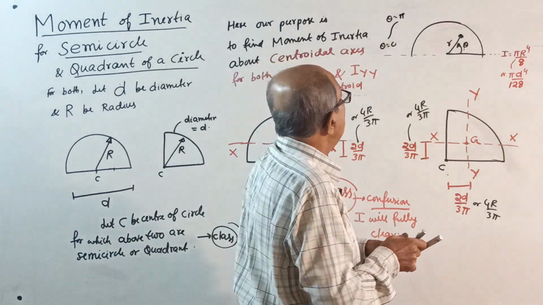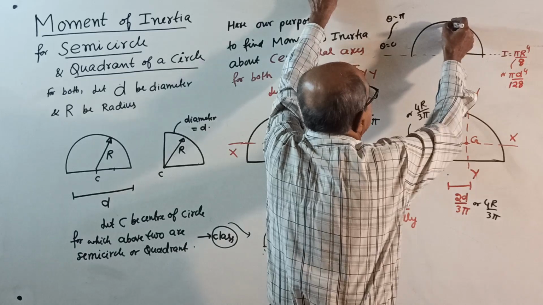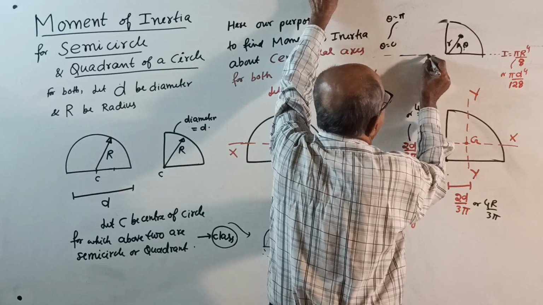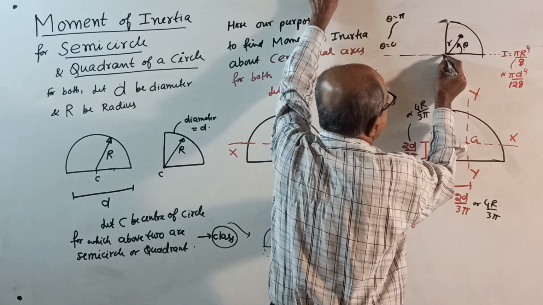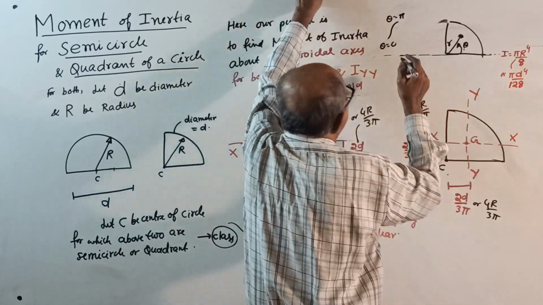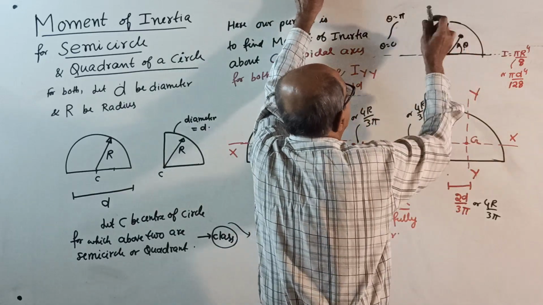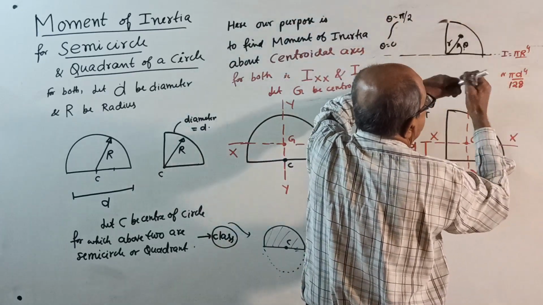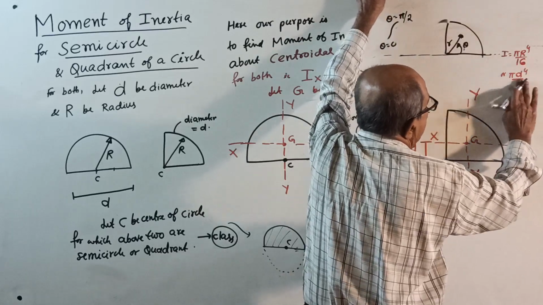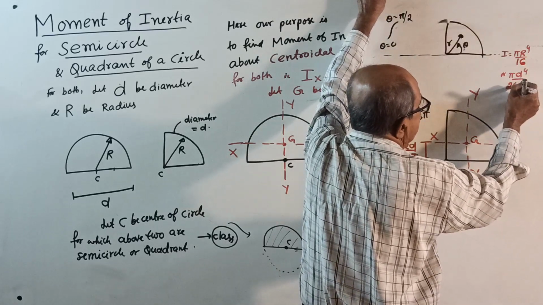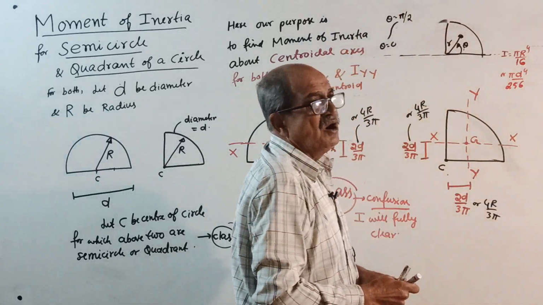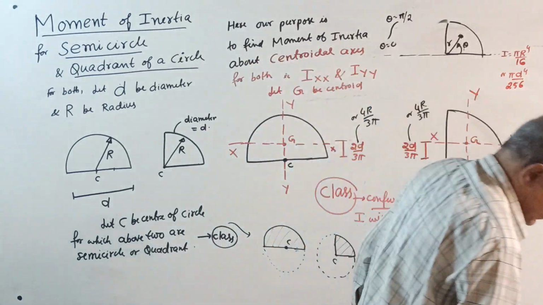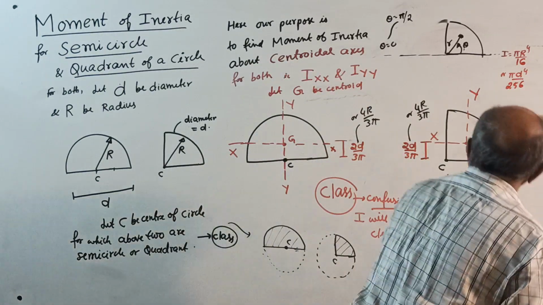Then I considered a quadrant. Again, I about this axis only. I never talked about the centroidal axis there. The theta limit is 0 to pi by 2. Then I got pi r power 4 by 16 and pi d power 4 by 256. These are all derived. Make a note of that, it's an important result.